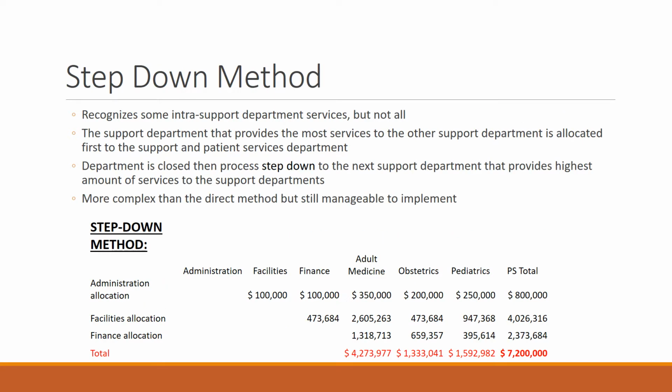Step-down method of cost allocation recognizes some intra-support department services, but not all. The support department that provides the most services to the other support departments is allocated first to the support and patient services departments. That department is closed, then processed step-down to the next support department that provides the highest amount of services to the support departments. More complex than the direct method, but still manageable to implement, as illustrated in the example below.